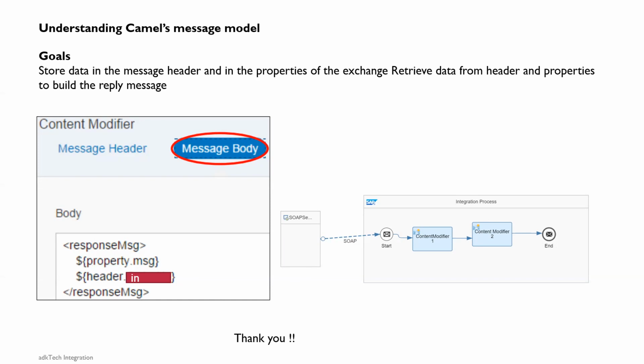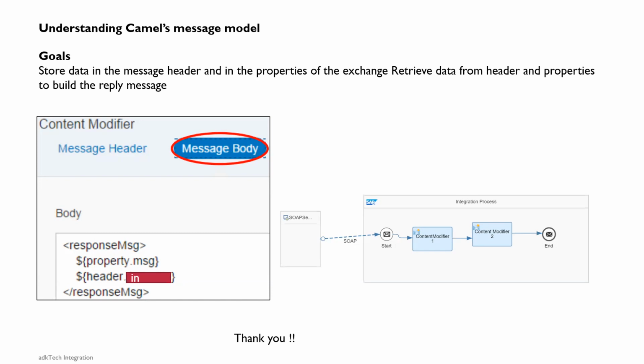property field from the exchange message, and inside the property we are simply accessing this message field where we have placed our whole body, and from the header section we are simply accessing this in value what we have provided there. So we'll try to see with the help of our demo.